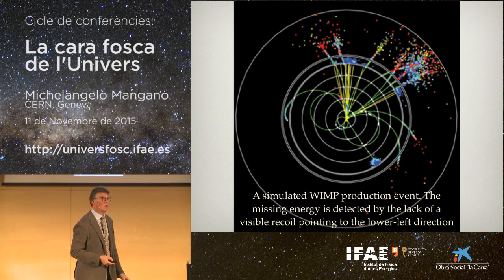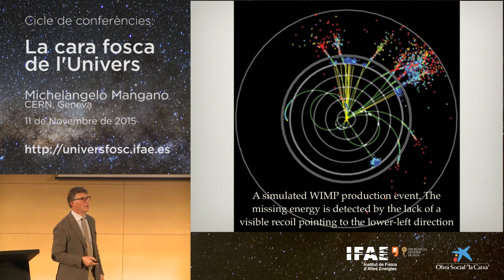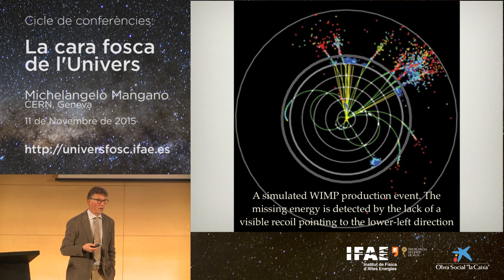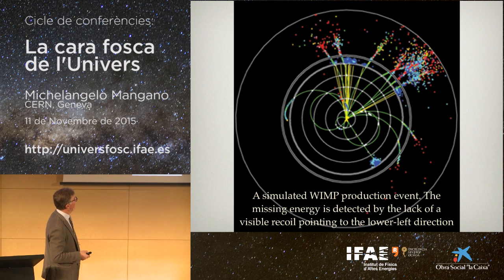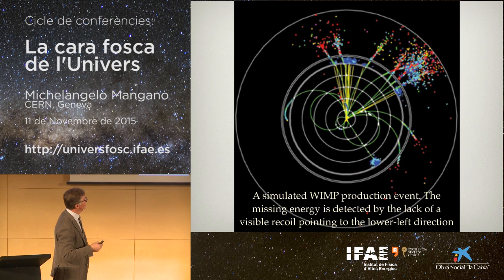So this is how the production of a WIMP, a weakly interacting massive particle, a dark matter candidate, would look. This is a simulation, a computer-generated event. This is how it would look in one of the LHC experiments. You see, we produce jets on one side, these objects, these flows of particles.